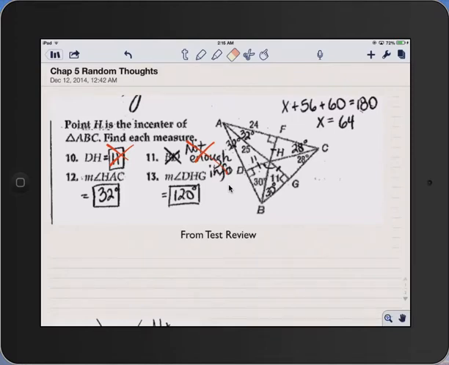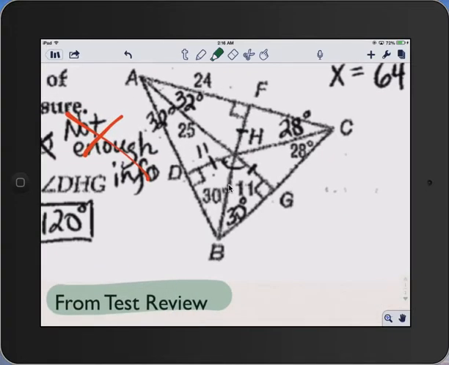So I wanted to go over a few things from Chapter 5 just to clarify some of the questions that students have been asking me over the last few days. I noticed on my test review, this is a problem on the front page. Numbers 10 through 13 dealt with this diagram right here, and I misinterpreted the diagram when I looked at it the first time. I thought that the 11 was referring to this segment, which means all of these are 11.